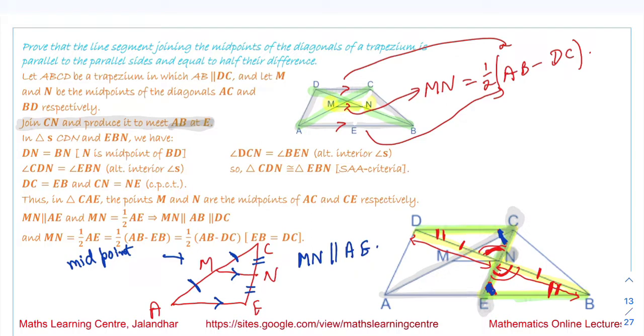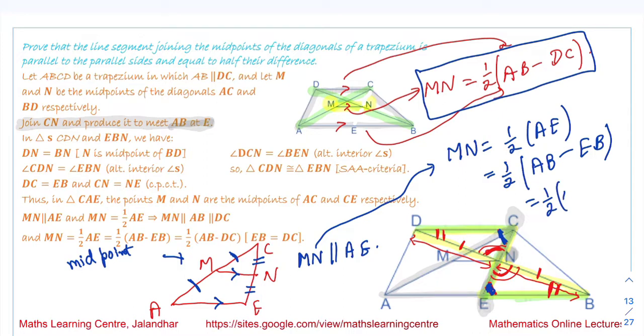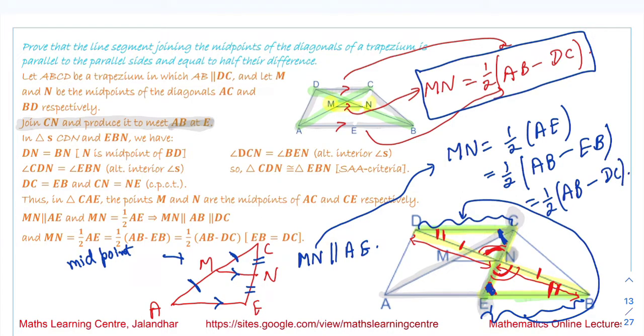This is the first part of the theorem of this question, and the second thing we have to prove is that MN is equal to half of AB minus DC. So from the midpoint theorem further we have MN is equal to 1 by 2 times AE. Now 1 by 2 times AE, we can write as AB minus EB. Next, this length EB is equal to the length DC. So this is what we had to prove, that MN is equal to half of AB minus DC.